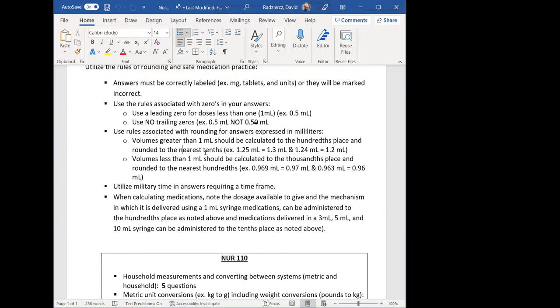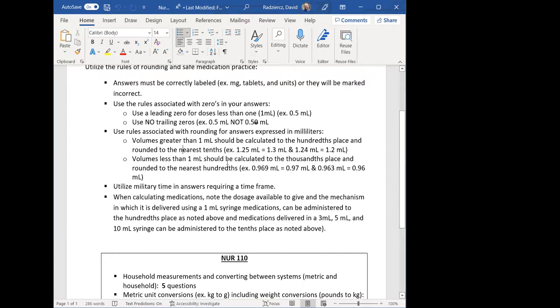So when you have a volume that is greater than 1 milliliter, your answer should be calculated out, basically. It does say calculate to the hundredths place, but what they mean by that is just type it into your calculator and get an answer. If it ends up being greater than the hundredths place, that's perfectly fine, but you're going to use the hundredths place as your indicator for your rounding at the tenths place.